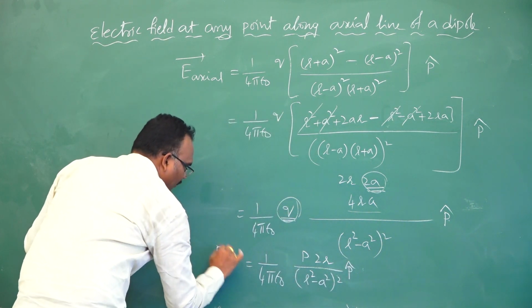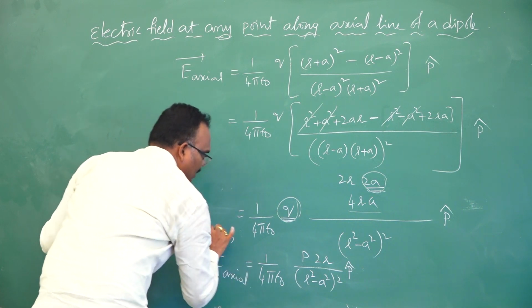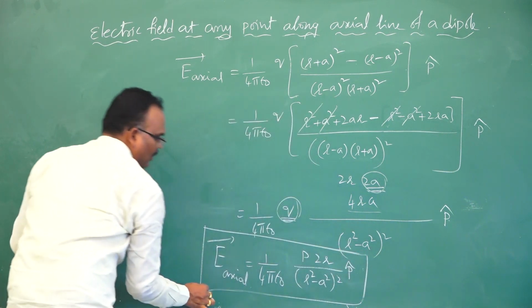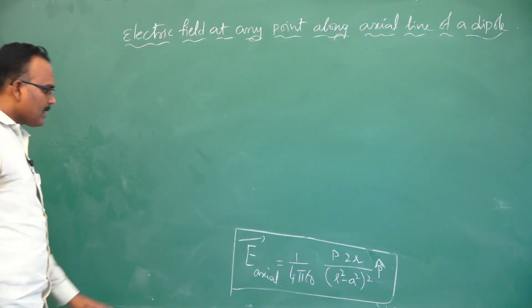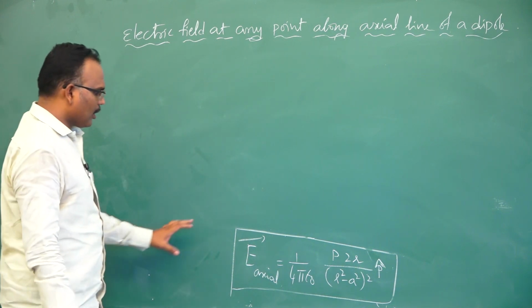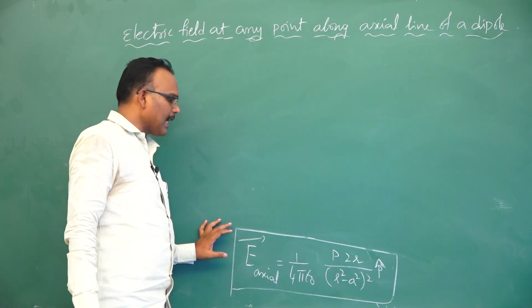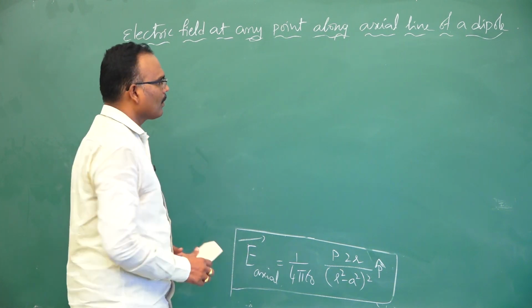This is the electric field at any point on the axial line. This is the true expression, the perfect expression to calculate electric field at any point. This is the exact expression. This is the true expression for calculating electric field at any point due to a dipole along the axial line.